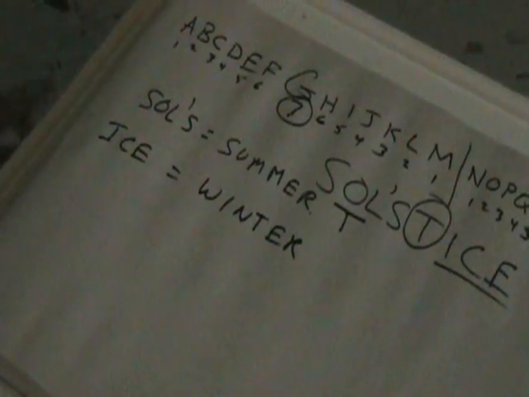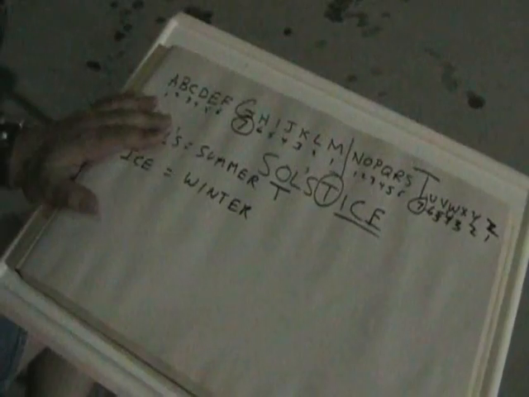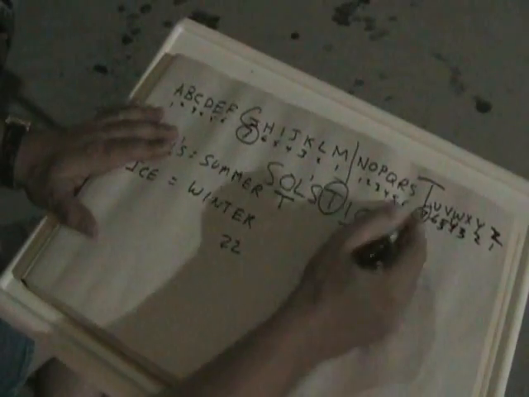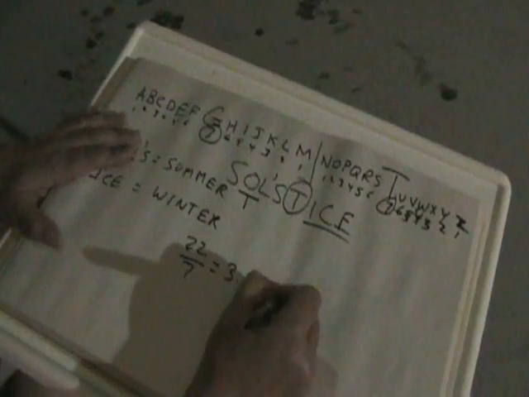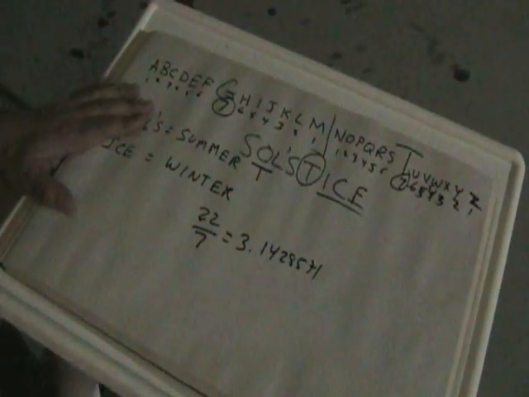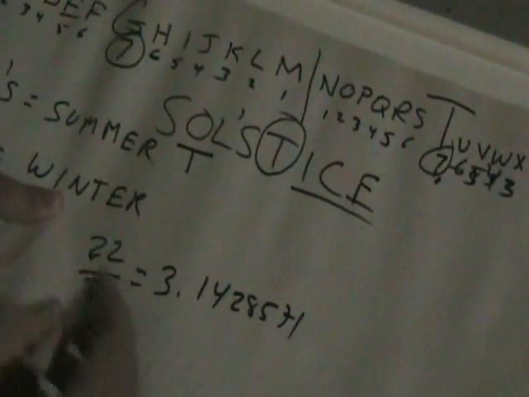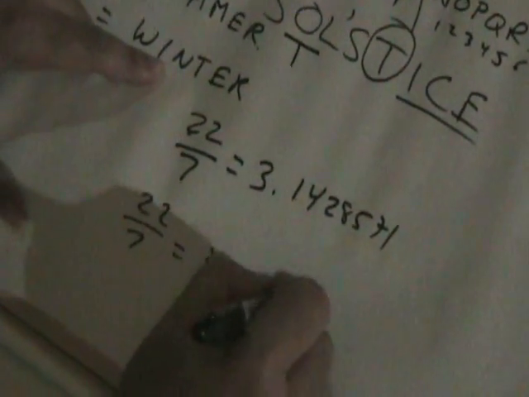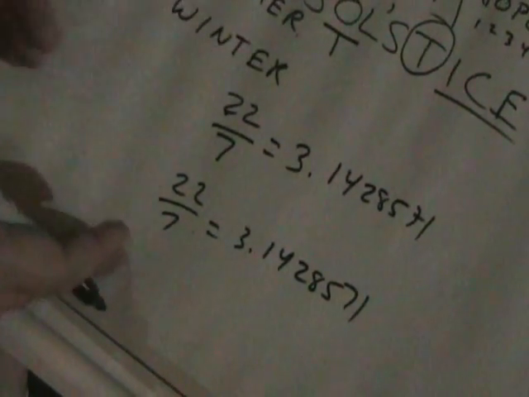Now, follow quickly, because this is a fairly complicated but simple formula. I have my summer T and my winter T. The summer T occurs on what? The 22nd day of June. The 22nd day of June over the 7 letter is going to equal what? 3.1428571, which is pi. At the same time, on the other side of the planet, I have the winter T, which is also 22 over 7, 3.1428571, which is pi. This is my omnific word that the pagans were encoding.